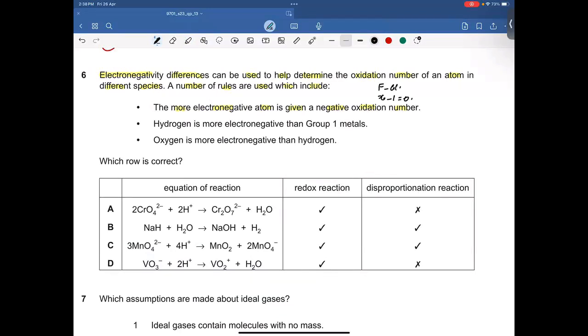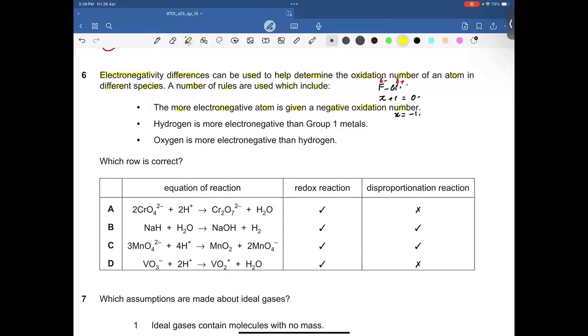Oh, my bad. What a silly mistake I have done. Let's suppose fluorine is X, and in this situation, if fluorine is negative, obviously chlorine should be positive, right? So it must be X + 1 equals 0, then X equals -1. Okay.